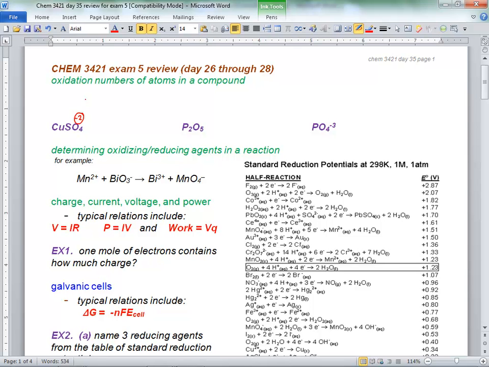You could recognize copper as +2 right away. The only way to know that is if you remember sulfate has a -2 charge. So you know copper has to be +2. But usually, right? So I'd have a -8. Yeah. Sulfur would have to be +6.